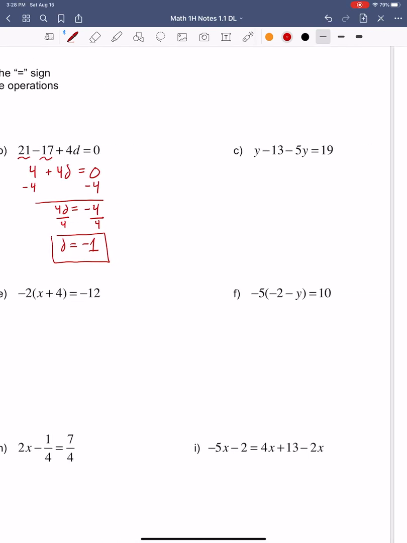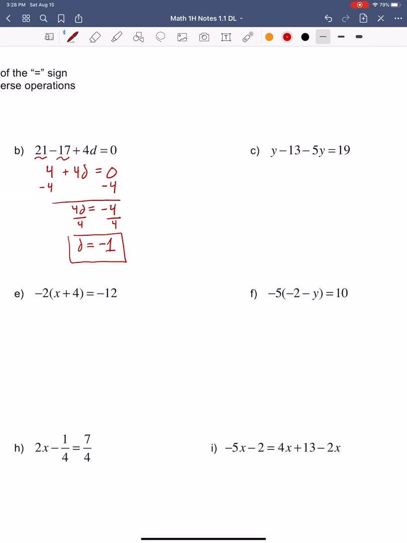All right, sliding over to letter C. Same idea here, right? We've got a y and a negative 5y that are both on the left side of the equal sign here. So I'm going to combine those first. So y minus 5y leaves me with negative 4y, and I have a minus 13 equals 19. And now I want to go ahead and undo this subtraction by adding 13 to both sides.